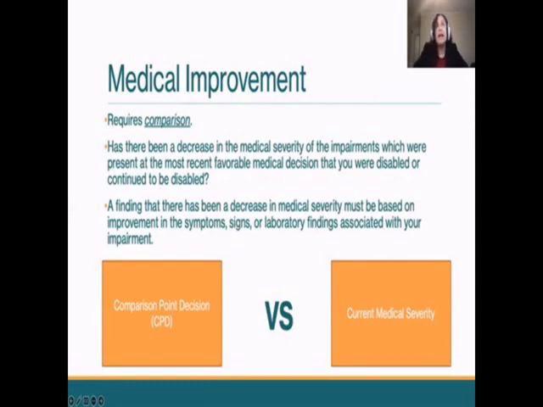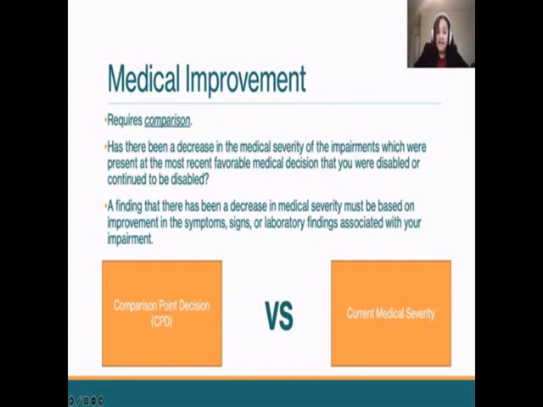Okay, the next step is a departure from what you have heard before. This is medical improvement, which again is the hallmark of the continuing disability review process. To determine whether medical improvement has occurred, there must be a comparison. This step requires comparison between 2 periods of time. So what Social Security is looking at here is, has there been a decrease in the medical severity of the impairments which were present at the time of the most recent favorable medical decision that someone was disabled or that they continued to be disabled.